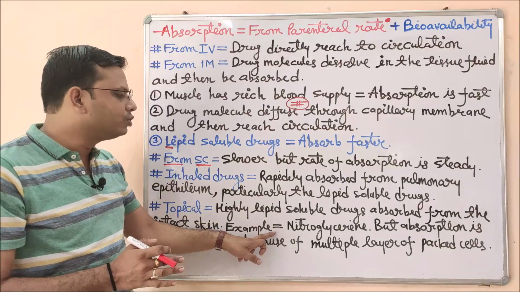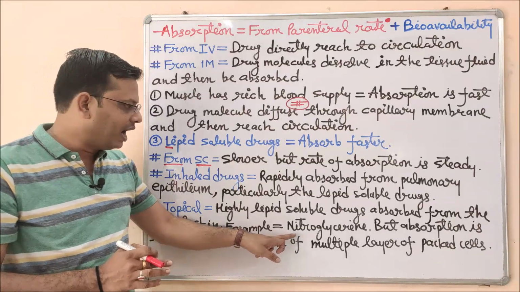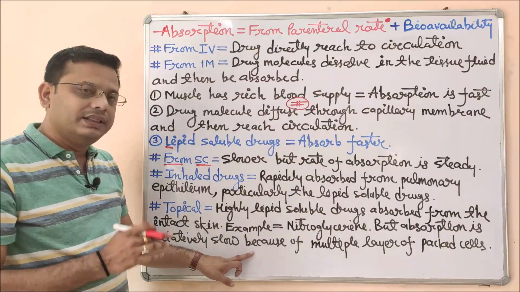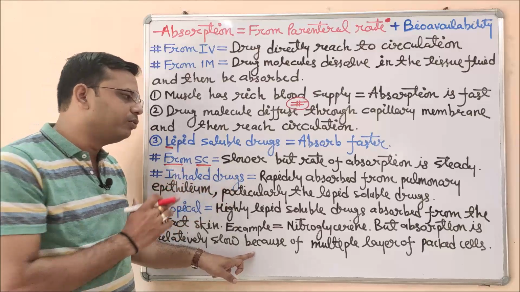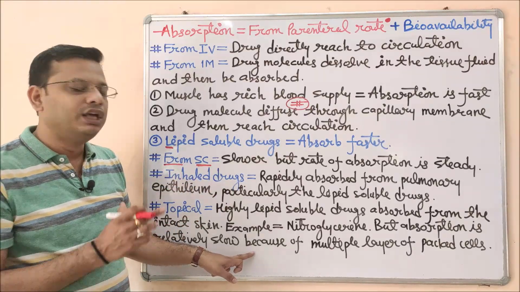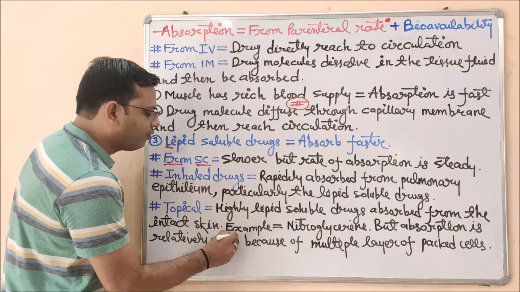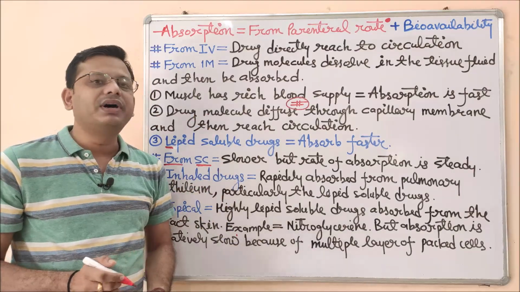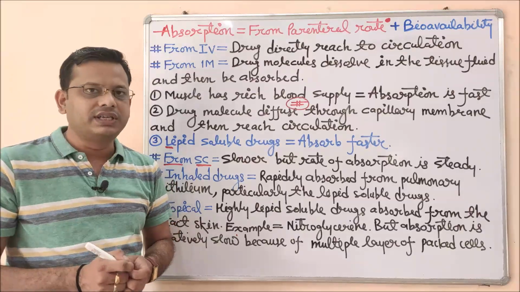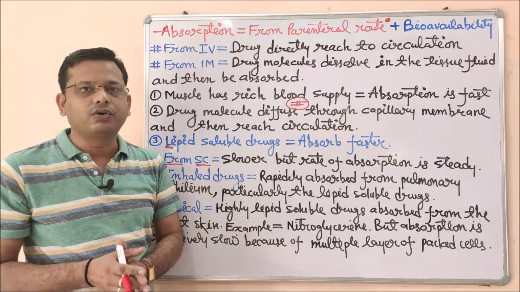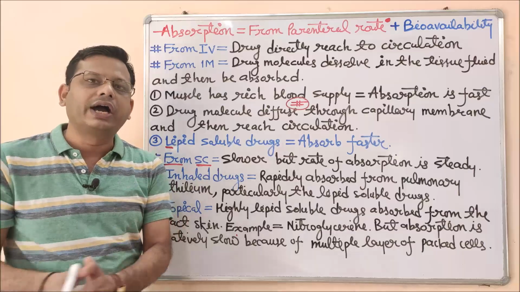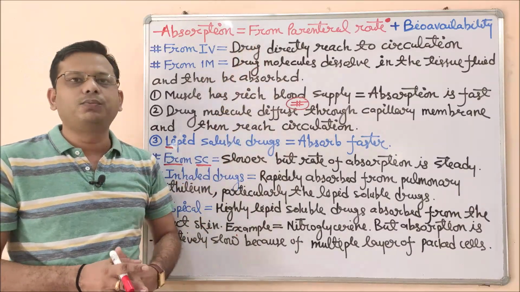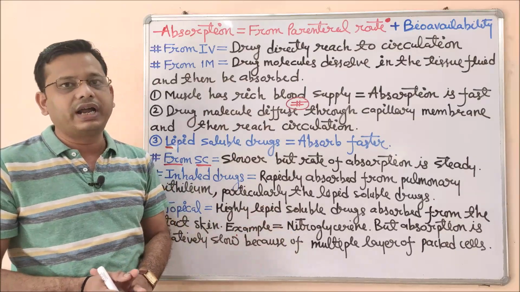Now, an example of a drug given through the topical route is nitroglycerin, but the absorption is relatively slow. This is important. A highly lipid soluble drug moves through intact skin, but the rate of absorption is not faster as compared to the previous one. It is slower because of the multiple layers present in the skin, and the cells may act as a barrier or hurdle for the movement of drug molecules across the topical tissues. So these were some points which affect the absorption of drugs apart from the oral route of drug administration.